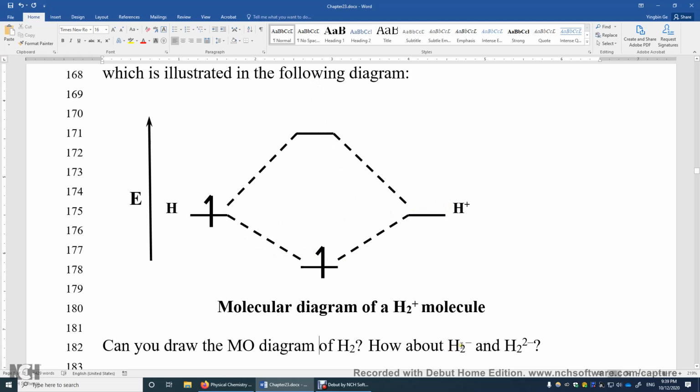This H2 minus does exist with a bond order of 1/2 because you have 2 bonding electrons and only 1 antibonding electron. H2 2 minus, you need to put 2 electrons here, 2 electrons here. 2 electrons occupy the psi g, 2 electrons occupy the psi u. But again, the energy increase is greater than the energy decrease. So it's impossible for 2 H minus ions to form a bond between each other.